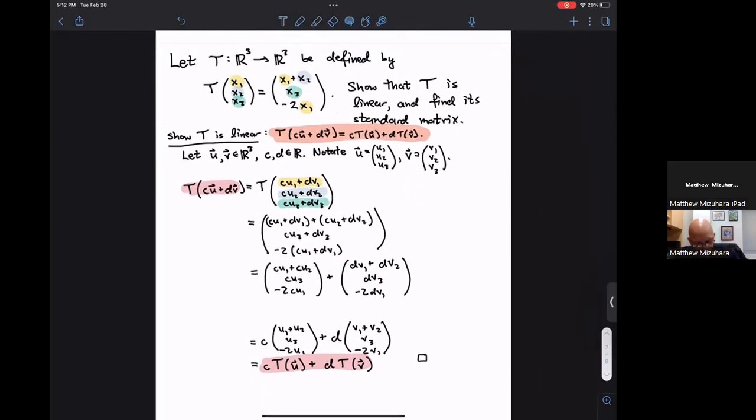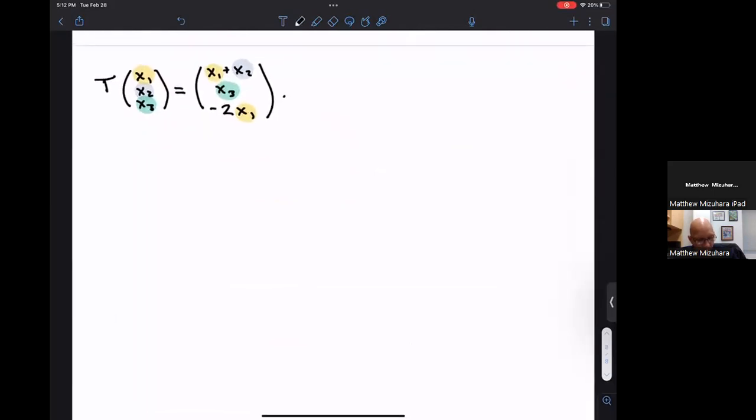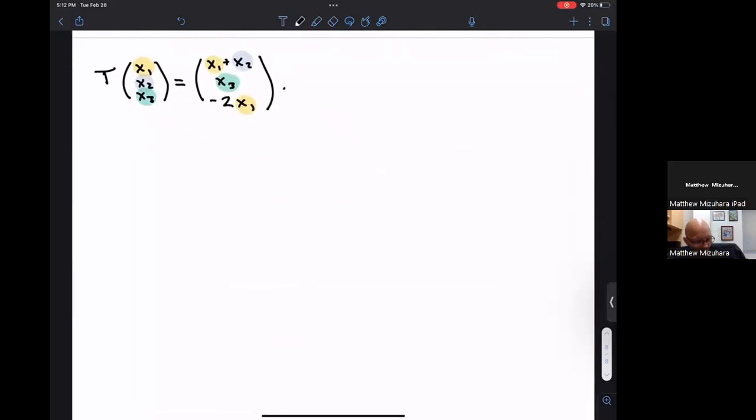Okay, so that is done. But now the next thing I need to do is find the standard matrix. So let's go ahead and do that. That's actually a faster step, it turns out. I recopied down the function just for convenience. So how do we find the standard matrix? Well, remember, the idea here is I need to find the image of each of the basis vectors. So in this case, I need to figure out what happens to e1, e2, and e3.